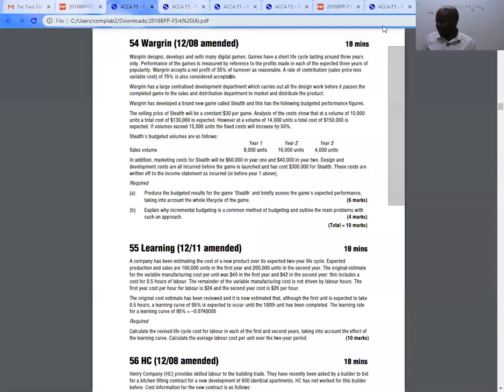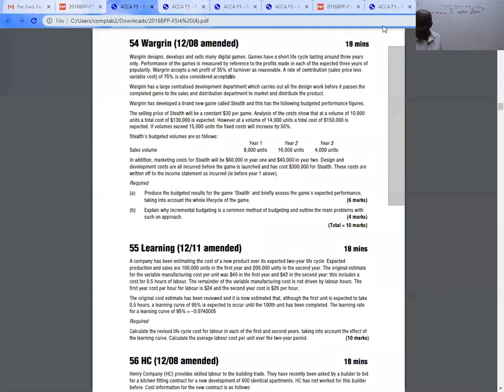So Aurelia tells me that year 1 is 320. Are you sure, Aurelia? What have you done? 30 times 80,000. Aurelia, just check again. It should be 240,000 for year 1. Year 2, the price we've been told is constant. Year 2, Aurelia, you're right. It should be 480,000.